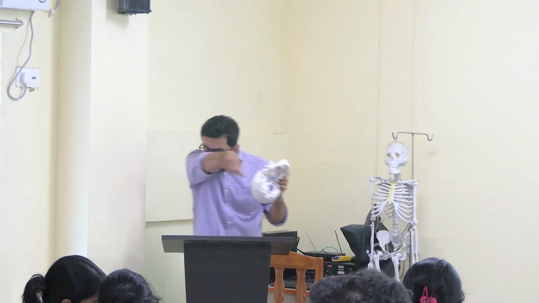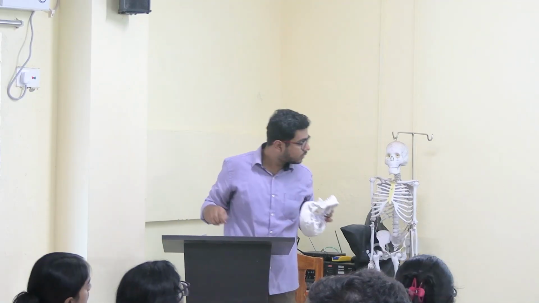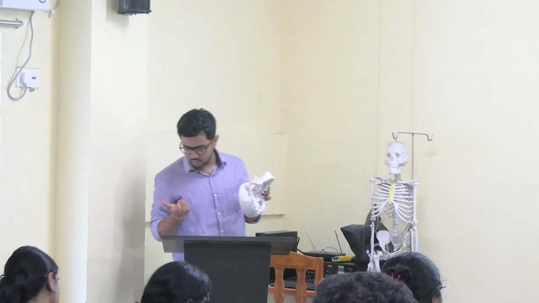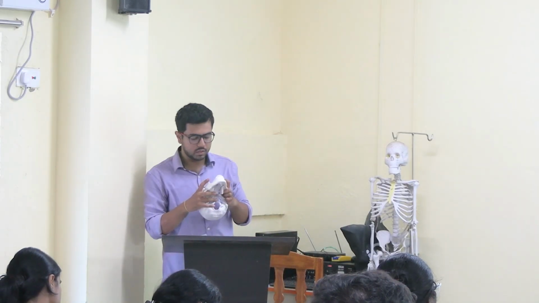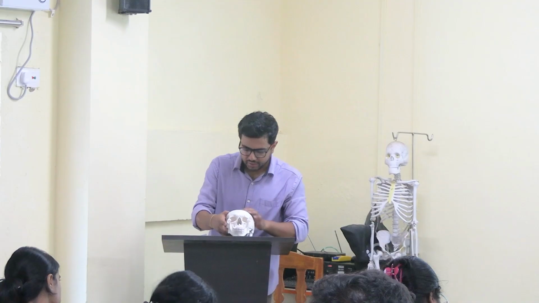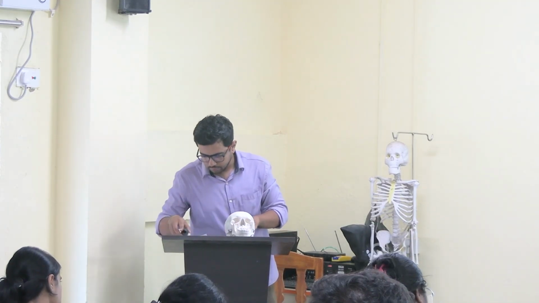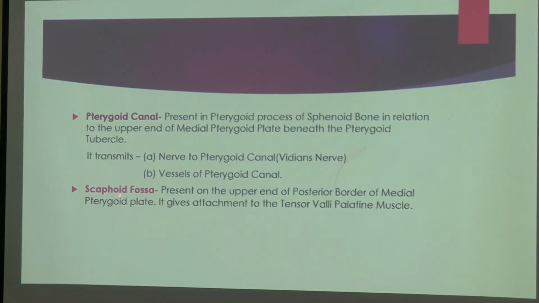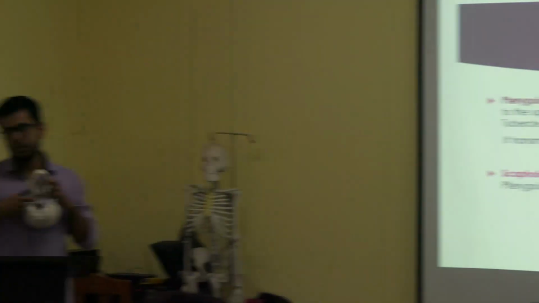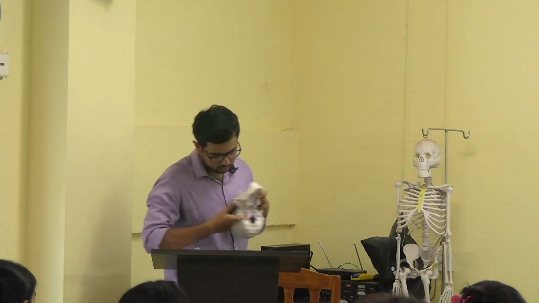Now write down this thing. This is a question to be asked in the exam. What are the things that pass through this pterygoid canal? The Vidian nerve, the nerve of the pterygoid canal, and vessels of the pterygoid canal. Just write about this pterygoid canal. You don't need to know about the scaphoid fossa. The scaphoid fossa lies between these two pterygoid plates.